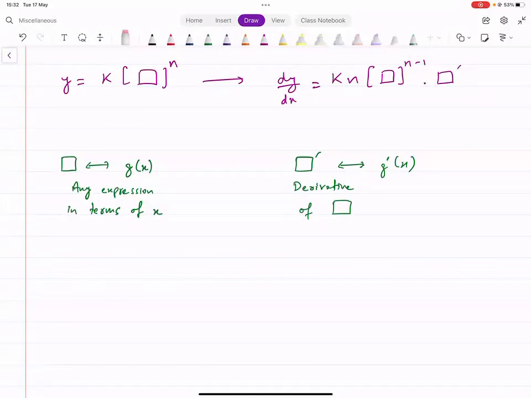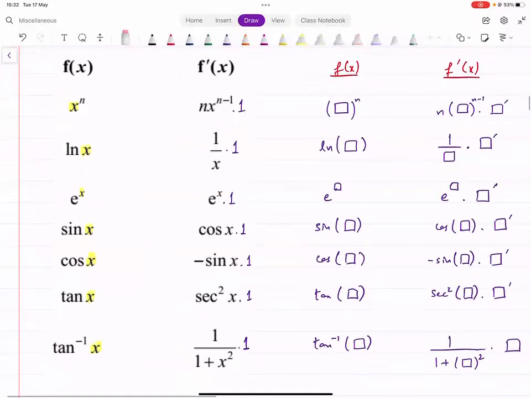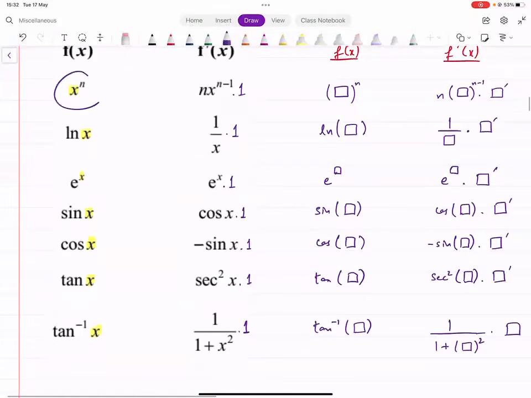Now, what additional rules do you need to know about in paper 3? Let's talk about them now. So this is what you're given in the formula sheet. You have these different types of functions, and you should know the derivatives of all of these. We have already done this in paper 1. But then you've got some other functions like log of x, e raised to power x, sine, cos, tan, and also tan inverse of x.